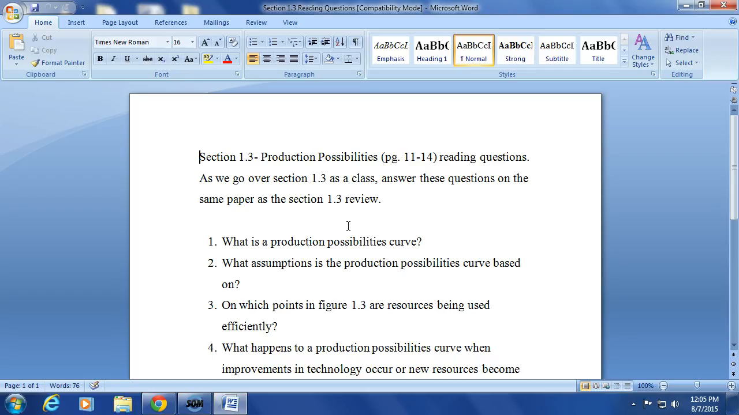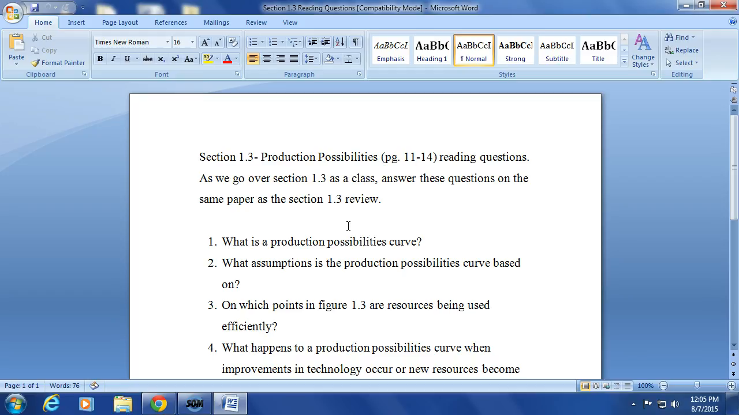Go ahead and turn to page 12, because we're going to look at number 1, what is a production possibilities curve. You can see in red it says production possibilities. It says trade-offs and opportunity costs can be illustrated using a production possibilities curve. A production possibilities curve shows all the possible combinations of 2 goods and services that can be produced within a stated time period given 2 assumptions.